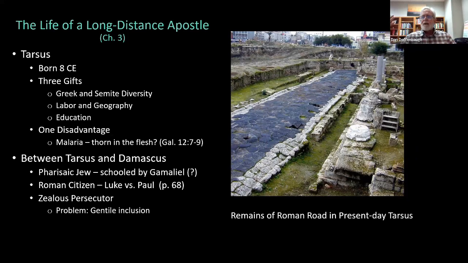Crossan and Borg make the argument that throughout Paul's missionary life, he would have been overcome with these bouts of malaria. And this is the thorn in the flesh that he talks about. Let me see if I can find this very quickly.